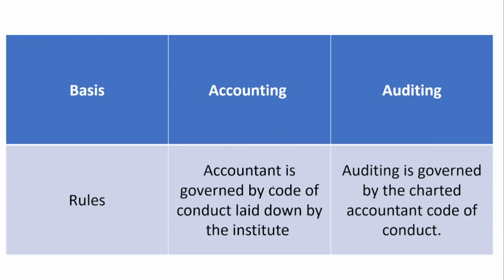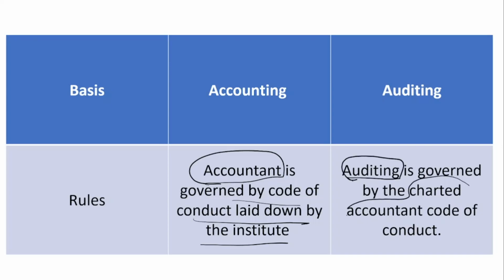Rules: the accountant is governed by the rules laid down by the company. In whichever company the accountant works, he needs to follow the rules and regulations of that particular company. But in auditing, he should follow the code of conduct given by the Institute of Chartered Accountants. We have ICAI, the Institute of Chartered Accountants of India. That particular institute has laid down a certain code of conduct and rules and regulations. Those rules and regulations should be followed by the auditor.